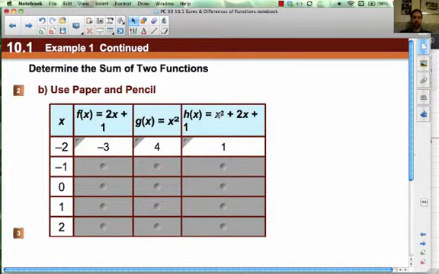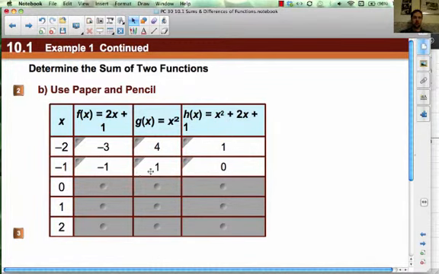Negative 2 squared is 4, plus 2 times negative 2, so that's 4 minus 4, plus 1, and that equals 1. Now you find that the sum of the functions is always the sum of the two y values.